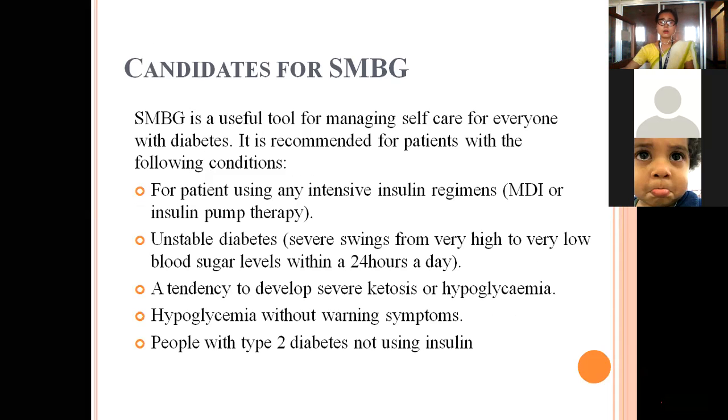And the candidates for self-monitoring of blood glucose are patients using any intensive insulin regimen, means those patients who get insulin for management of diabetes, and unstable diabetes, that is severe swings from very high to very low blood sugar levels within 24 hours a day, and a tendency to develop severe ketosis or hypoglycemia, and hypoglycemia without warning symptoms, and people with type 2 diabetes not using insulin.